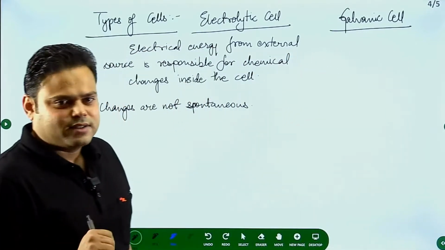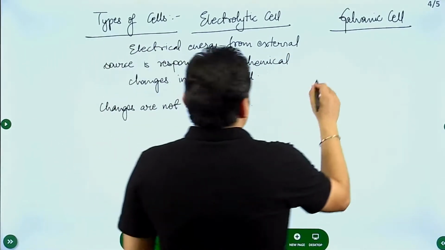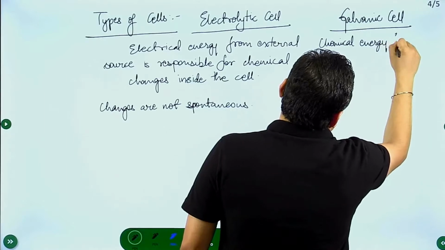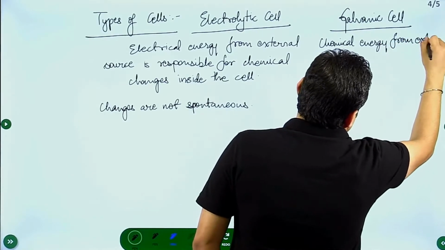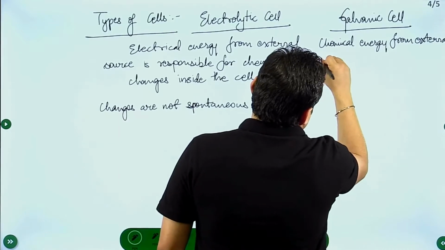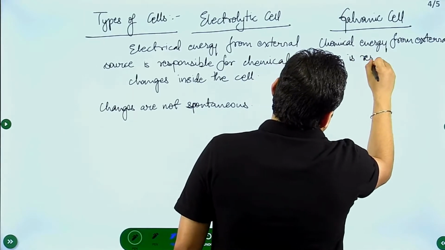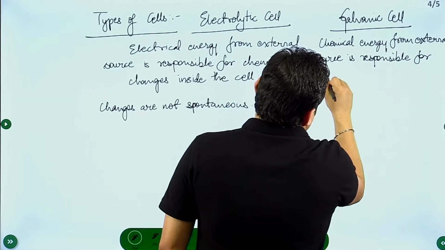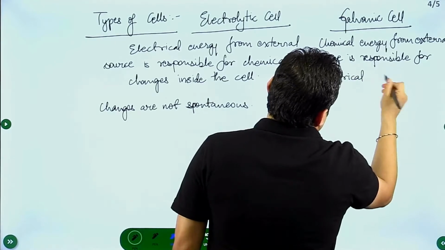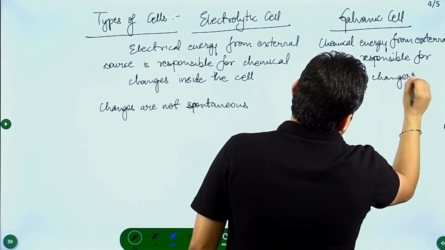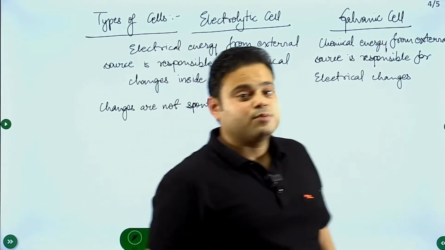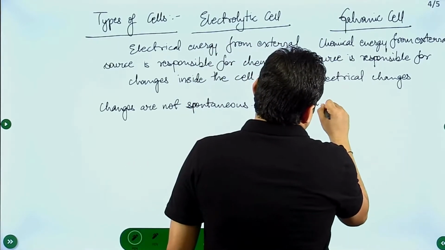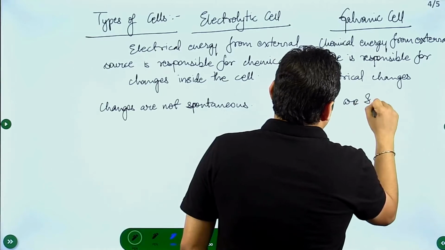Talking about galvanic cell, what do you mean by galvanic cell? Galvanic cells are the cells in which chemical energy is responsible for electrical changes. Chemical energy is responsible for electrical changes. Here you can say that the changes are spontaneous.